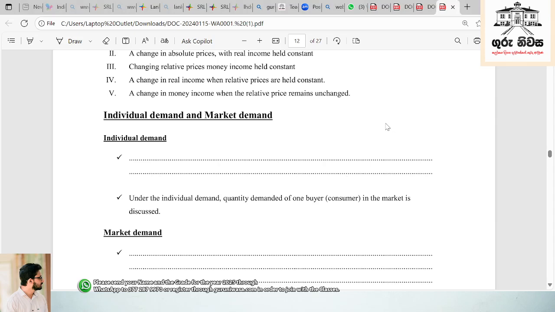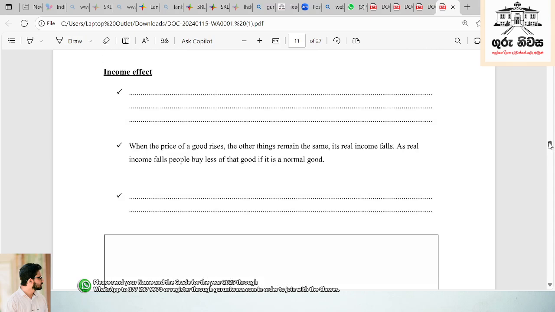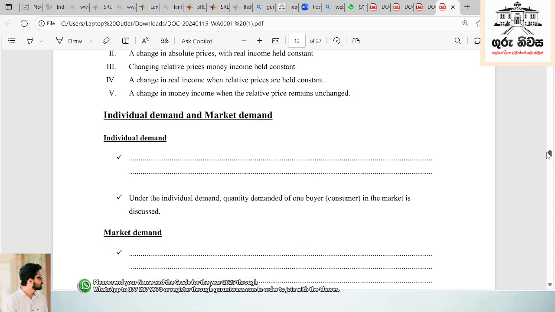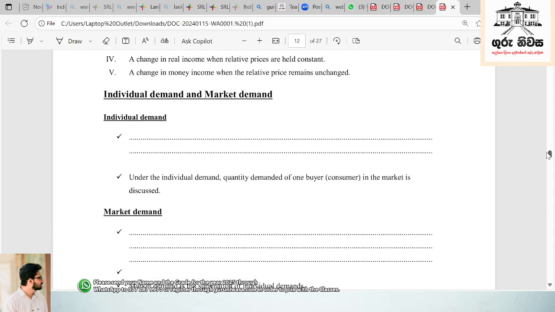It's the thing we are doing. I think we need to start individual demand and market demand, right? Anuli? Hello? Anuli? Yes, sir. Okay. Should I start individual demand and market demand? Okay.